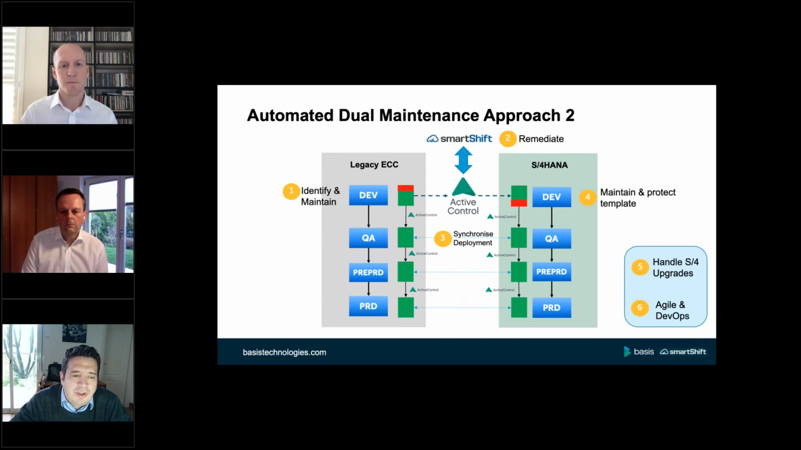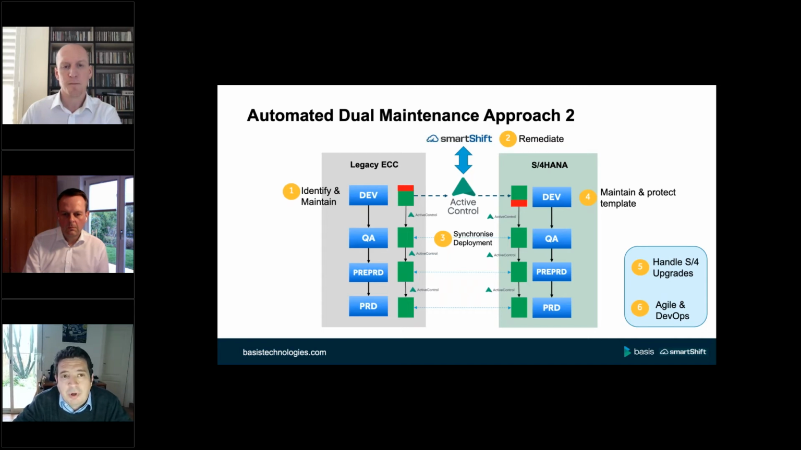The other piece to consider here that wasn't applicable on the previous example is this step 4, in which you may want to declare a portion of your configuration as, if you like, a template. So you would want the ECC system to be the lead system for this configuration. You wouldn't want that to be maintained on the S4 side, as that could diverge and lead to inconsistencies.